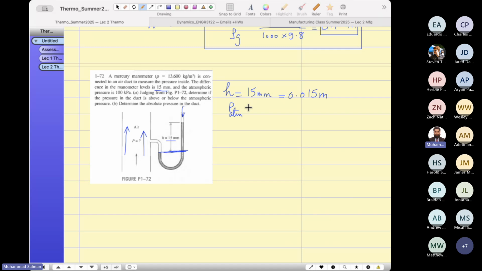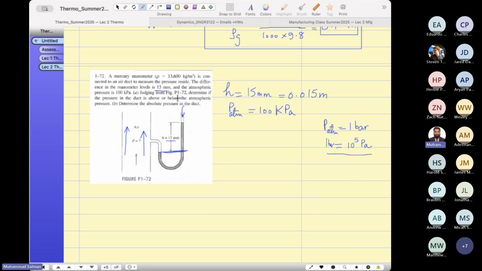The difference in the manometer is 15 millimeter, and the atmospheric pressure exerted on this end is 100 kilopascal, which is a standard. So 100 kilopascal or 1 bar. Atmospheric pressure is also known as 1 bar, and 1 bar equals 10 to the 5 pascal. These are some conversions you should know.